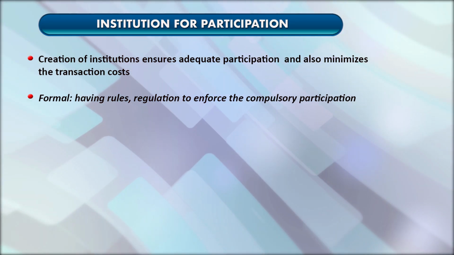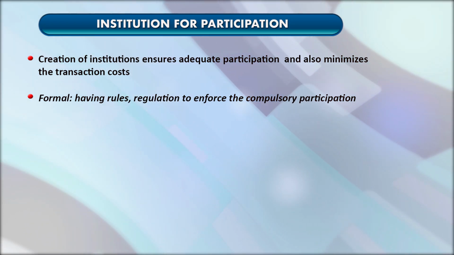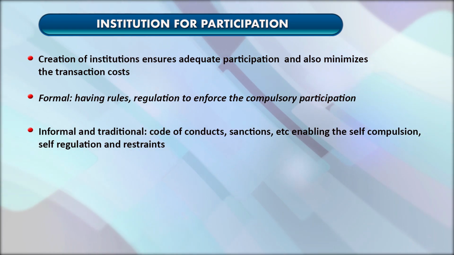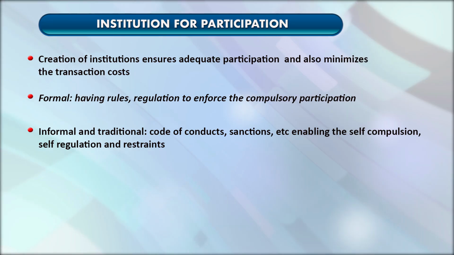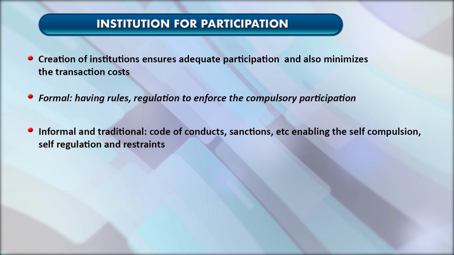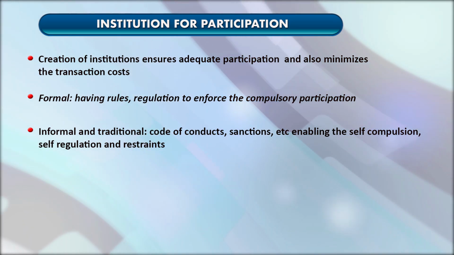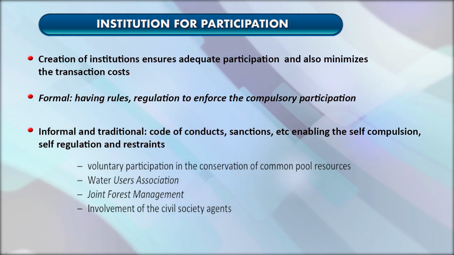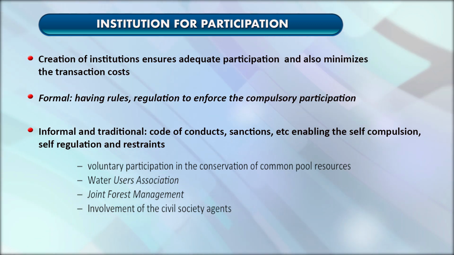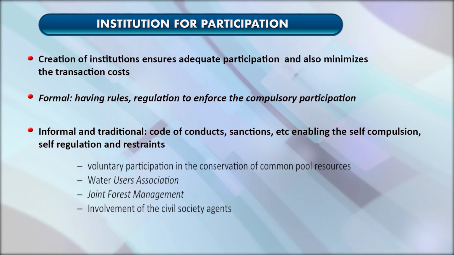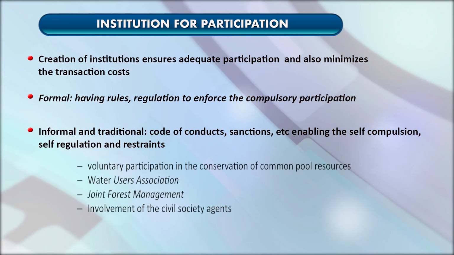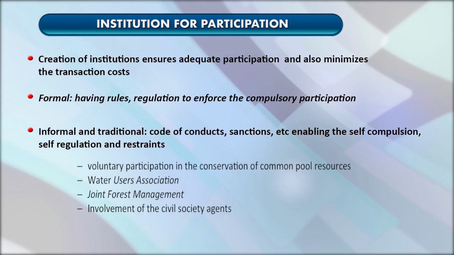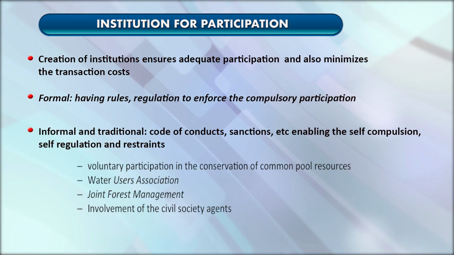So we can say they are a type of formal institution for policy formulation. They have some rules and regulations that can be enforced for the compulsory participation of the stakeholders. Then we have the informal or traditional type of institutions. Here the code of conduct or the sanction enables the participants to participate in a self-compulsion mode or self-regulation, through restraint. In the informal or traditional case, voluntary participation is motivated, and particularly we observe participation more on common pool resources, like water user associations and joint forest management. There are different types of civil society agents participating in such issues in the policy making process.